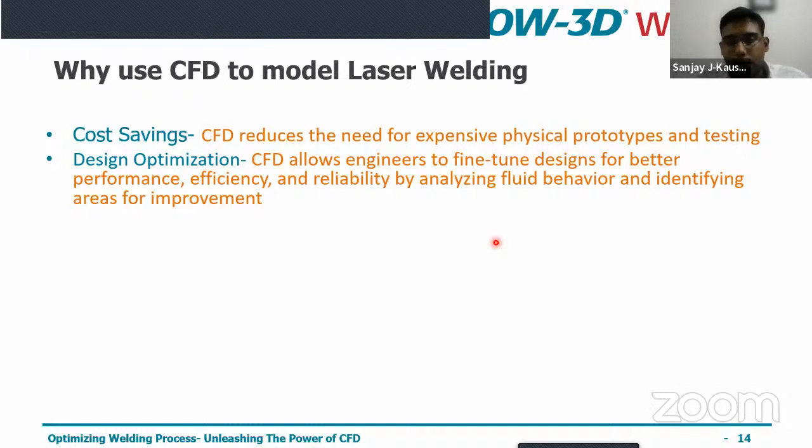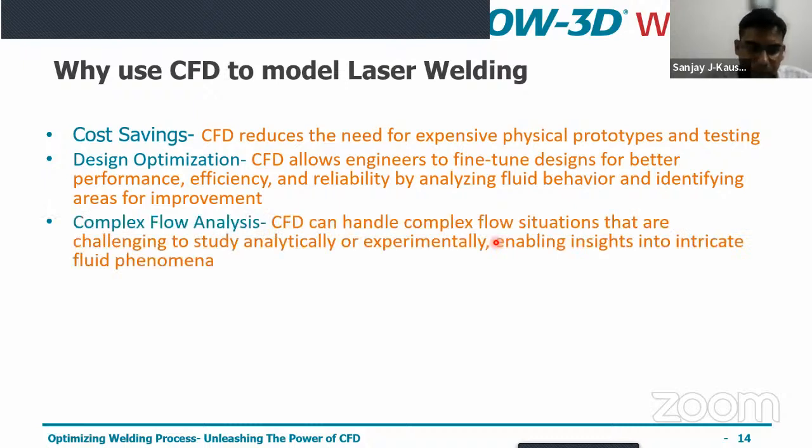So questions such as, do we need to use such laser power? Can I decrease the laser power? Can I increase the speed so that I can reduce the time of the process? Do I need such kind of filler material? Things like that. Those are the kind of questions that can be answered by a CFD software. So that is our design optimization.